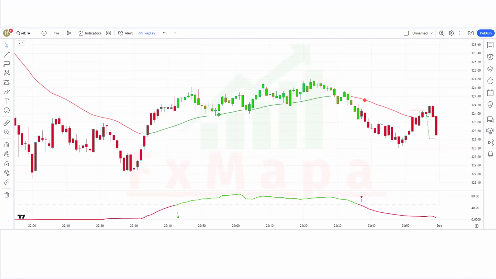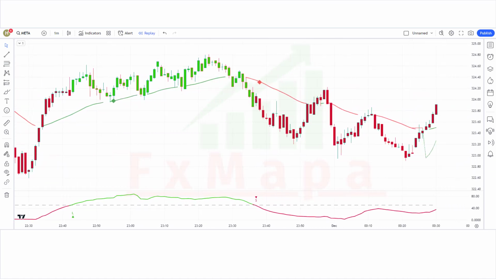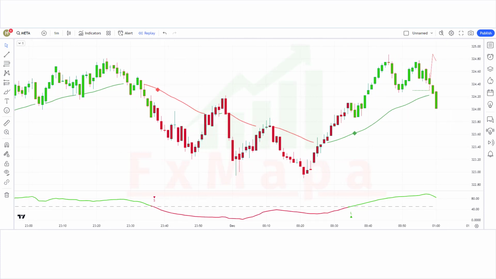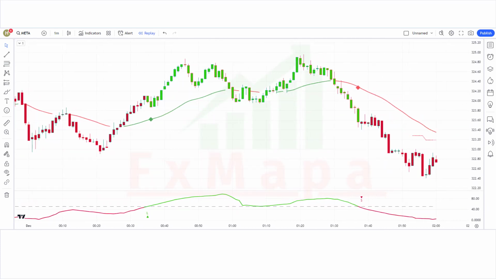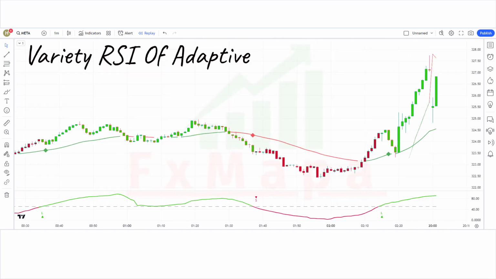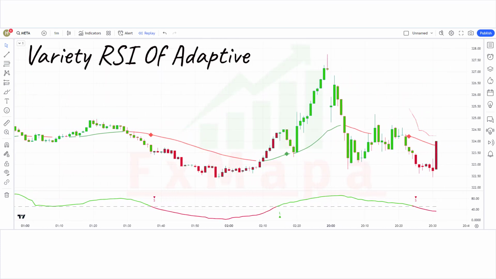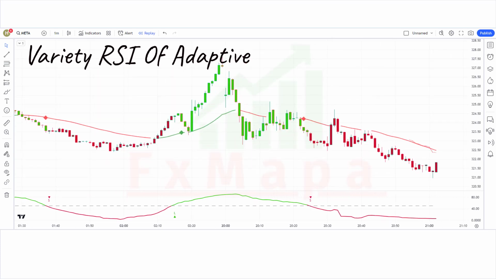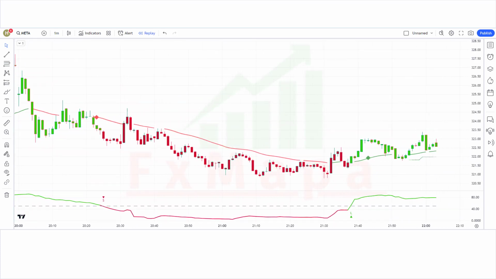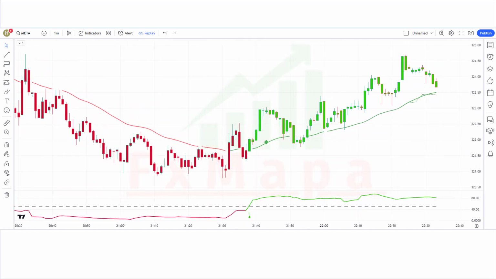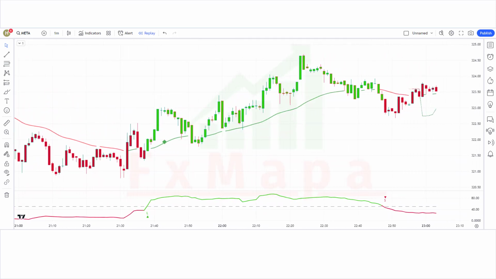On this channel we always come up with new profit-making trading strategies, which have a huge success ratio. I am going to share a very unique trading strategy that combines the Variety RSI of Adaptive indicator with advanced EMAs to generate precise buy and sell signals. I am also going to test this indicator many times. So let us know how we have to use this indicator.